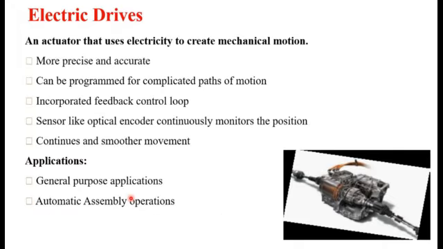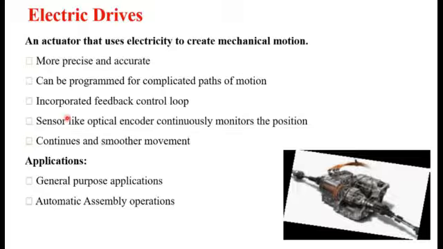In electric drives, an actuator uses electricity to create a mechanical motion. These types of drives are more precise and more accurate because they have fewer moving components. They can also be programmed for complicated path motions. These electrical drives are used where complicated path motions are required.